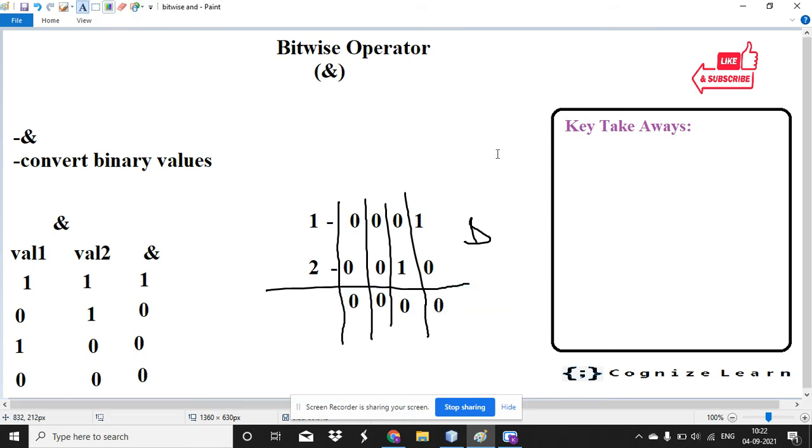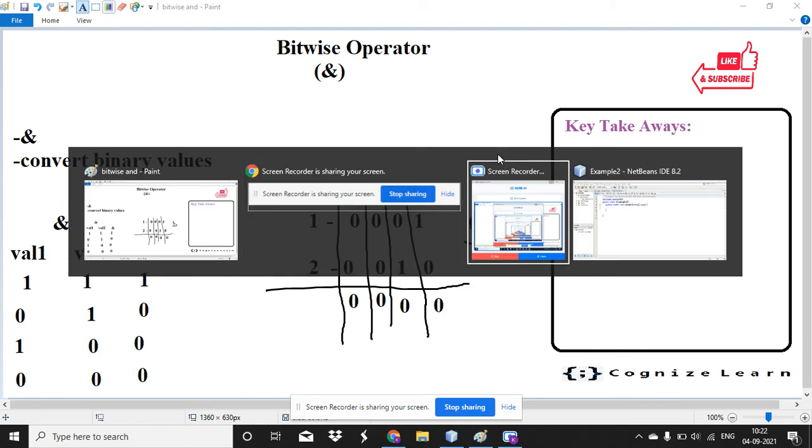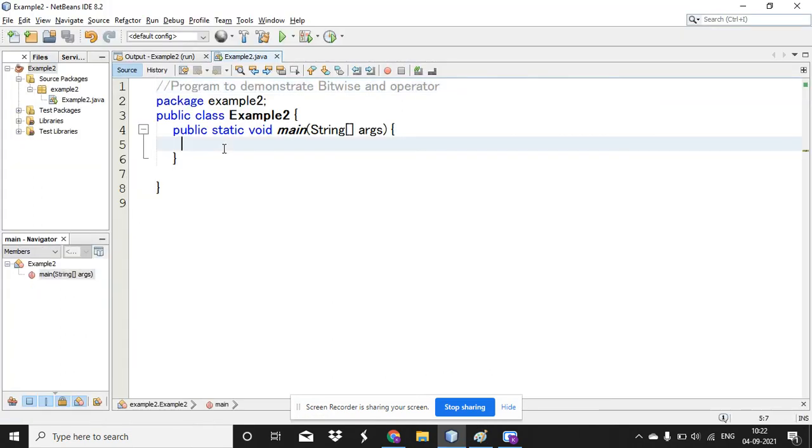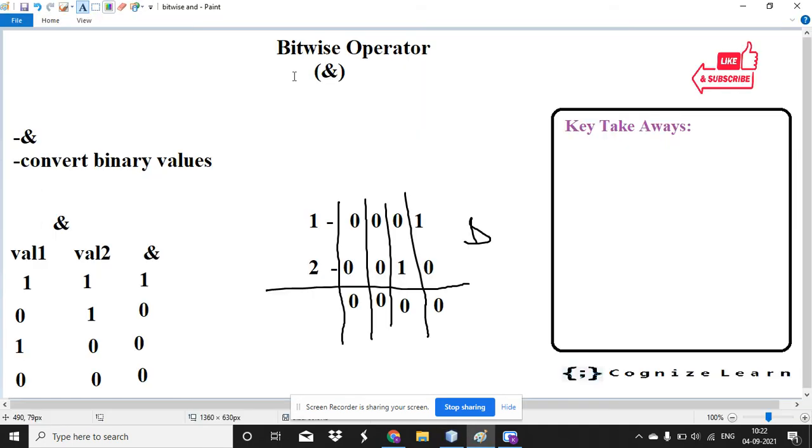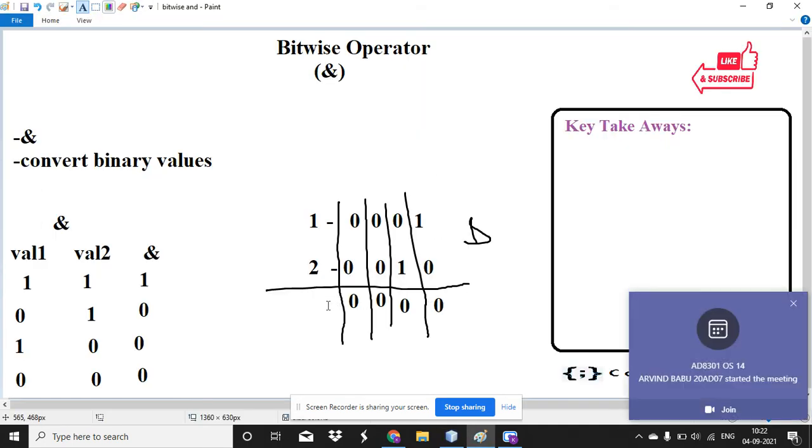If I check the same thing in my NetBeans IDE, look what happens here. System.out.println, and what I am going to check? 1 bitwise operator 2. Now if I execute, what will you get as the output? 0 will be your output. Fine, because four zeros represent 0. And I will take one more example to represent some other values.